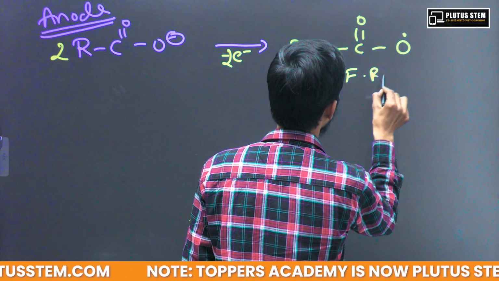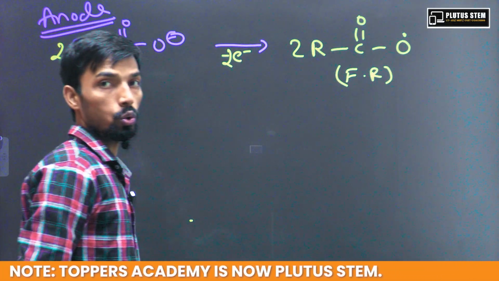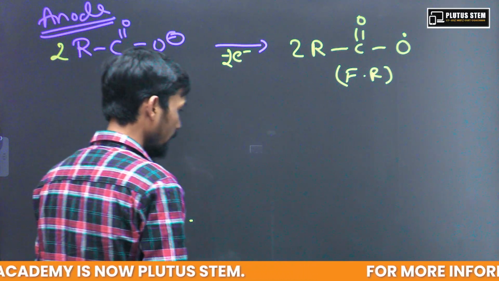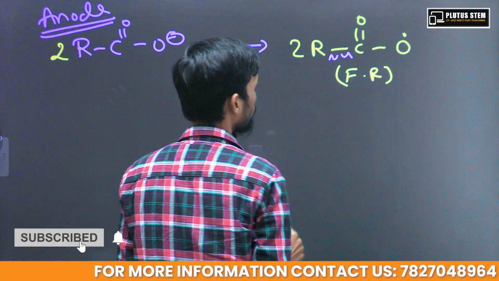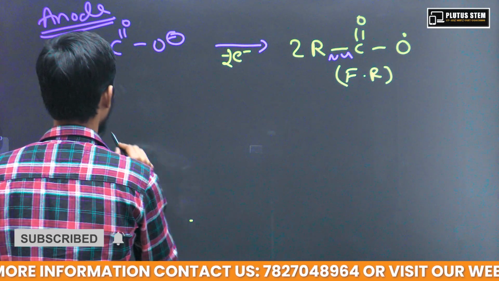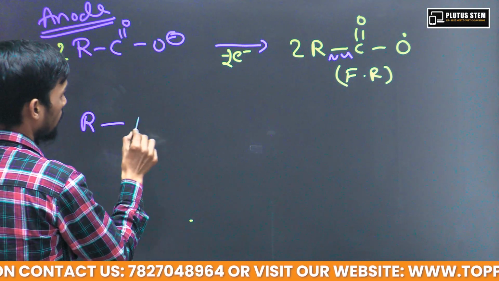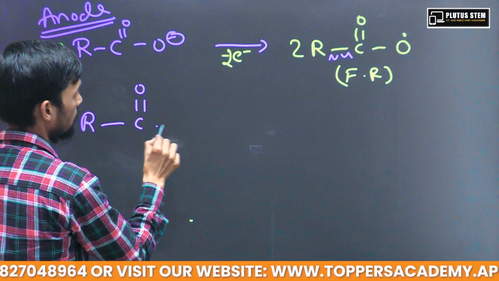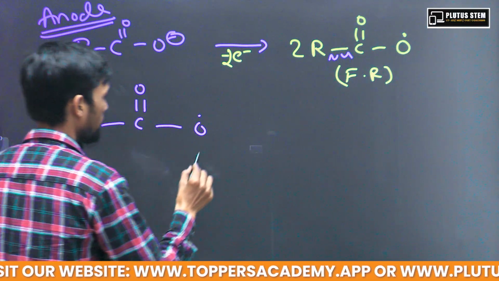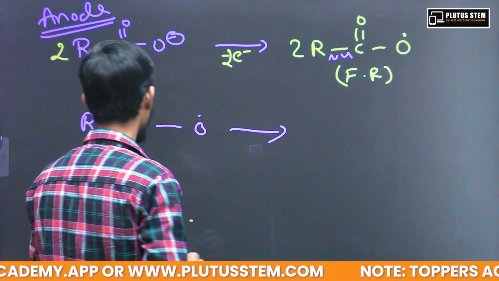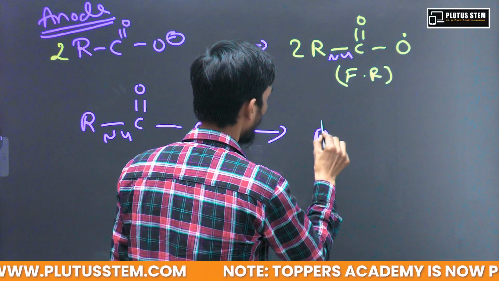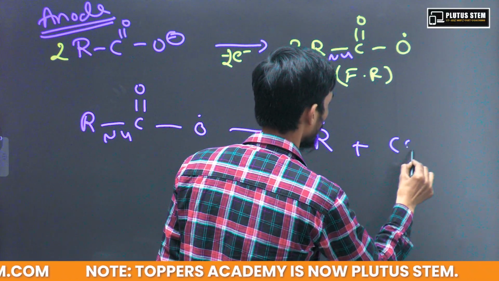This is a free radical. So this free radical which is being generated can break down like this, R C double bond O like this. So it breaks down like this, and we are going to get R free radical plus CO2.